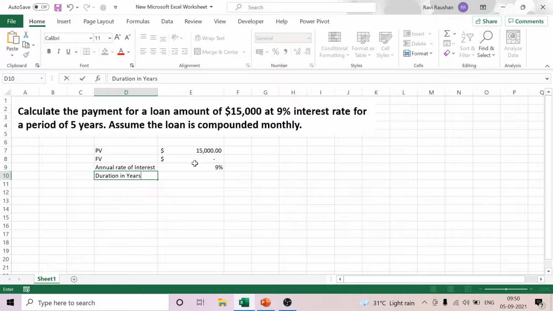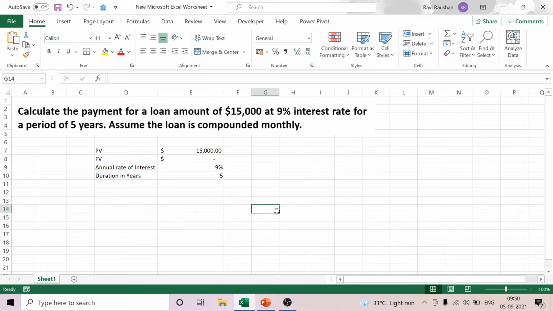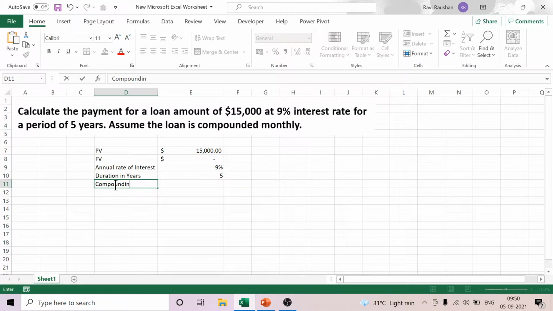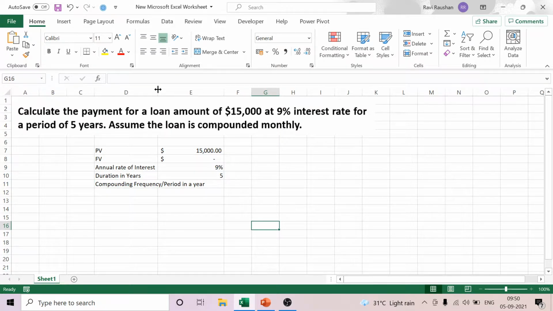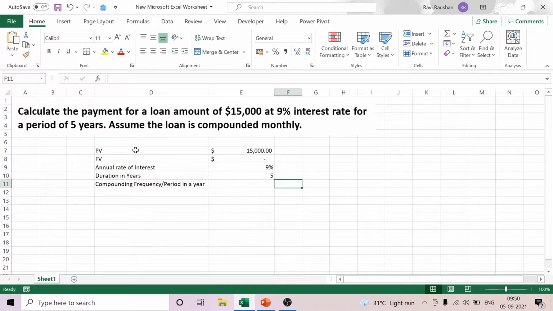Duration in years is given as 5 years. Now we'll have to understand the compounding frequency. Compounding monthly they have said, so we can write compounding frequency, or we can say period in a year. Remember that. That is what is important. So these things we have identified from this particular problem.